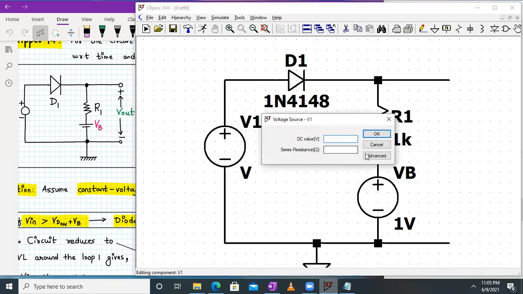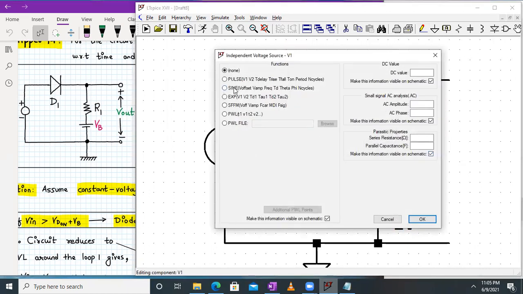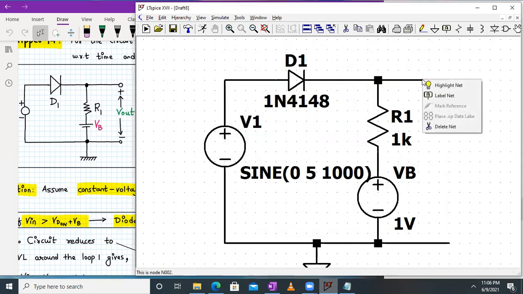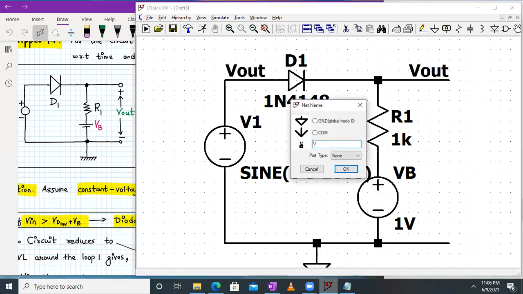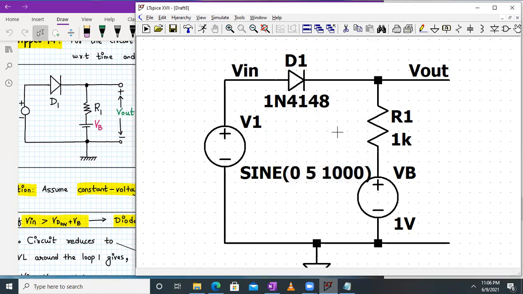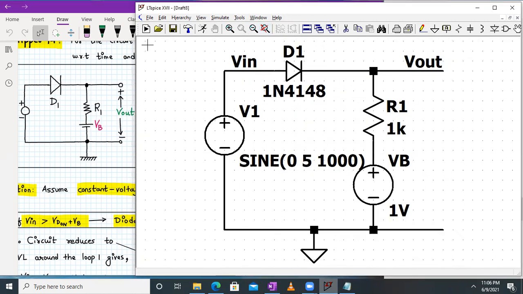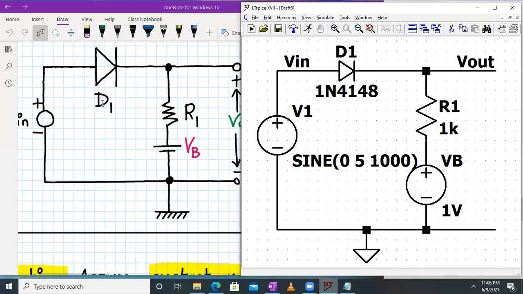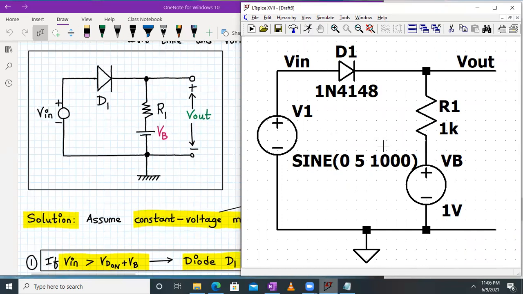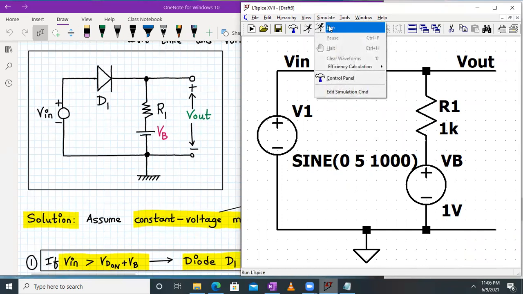and the supply is, let me go to advanced, sine wave, DC. Amplitude will be 5 volts peak. Frequency I can give as 1000. And now let me just label the output and the input node. This is my V out and this is my V in. Okay. And now let me simulate the circuit. As you can see, the circuit on the left hand side and the right hand side are one and the same.